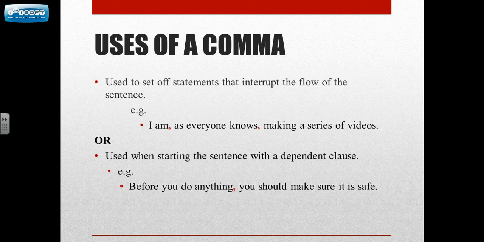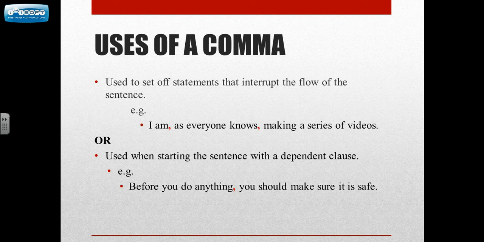Another use is to set off statements that interrupt the flow of a sentence. So for example, if we take a look at the sentence, I am, as everyone knows, making a series of videos, the complete aspect of the sentence would be, I am making a series of videos. We don't necessarily need, as everyone knows, that's some extra info. So that extra info gets set off in between two commas. So I am, as everyone knows, making a series of videos. You can kind of think of it like a tangent or an aside a little bit.